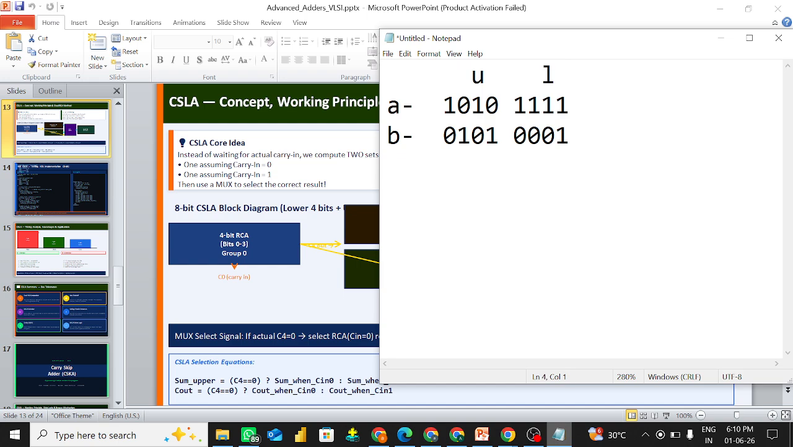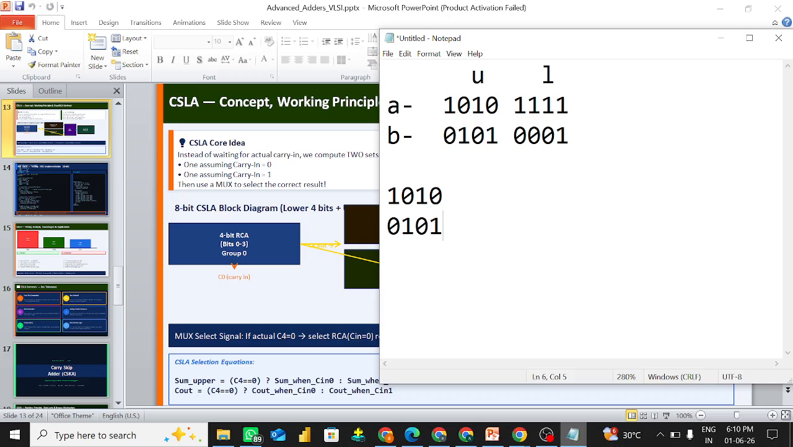So, A is 1010, right? And B is 0001. Okay, these are your upper A and B bits. So what does it do?